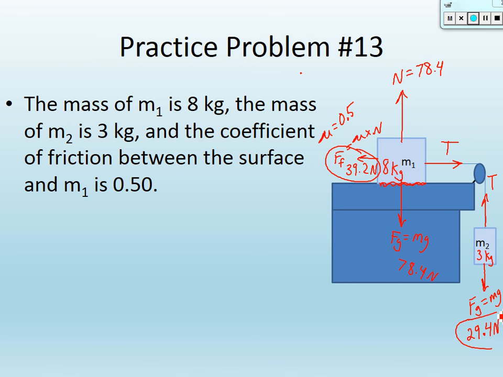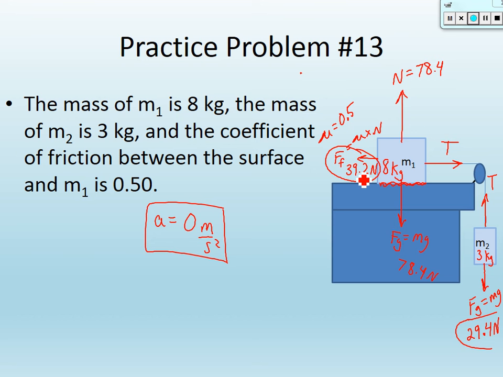Now in this case, which one's greater? Yeah, this force of friction is greater. So let's think about that. If the force of friction is greater than the weight here, is this thing going to move? No. And the answer is no. So that's pretty easy. Acceleration is going to be what? 0 meters per second squared. It's not going to move unless there's a net force, and you've got to get more weight down here in order for it to start moving, right? What if this weight was 39.4? Would it move? Yeah, then there would be a net force. But since it's only 29.4, the force of friction is greater.